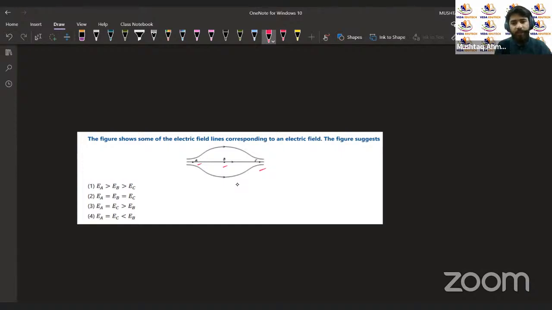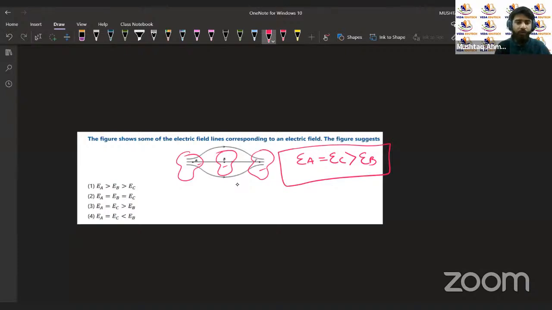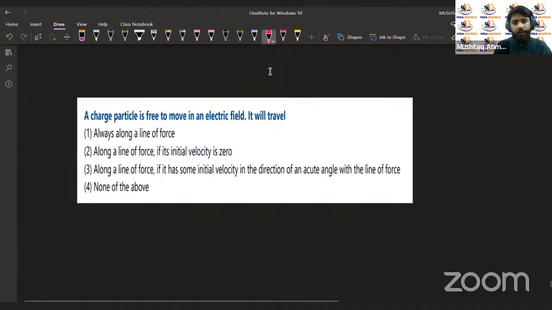We can see that the density of electric field lines here is more, and the density here is once again more, but the density of electric field lines here is less. We can also see the density at A is the same as the density at C. It means that the electric field at A will be equal to the electric field at C, and this is going to be greater than the electric field at B because of the lesser line density at point B. So option number 3 is going to be correct for this question. And this is the last question.